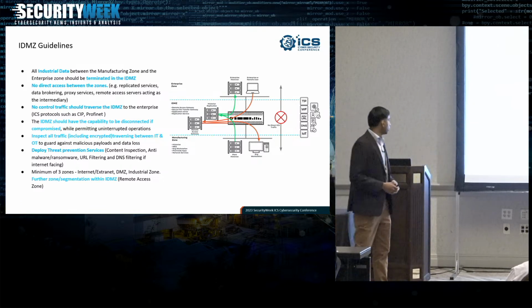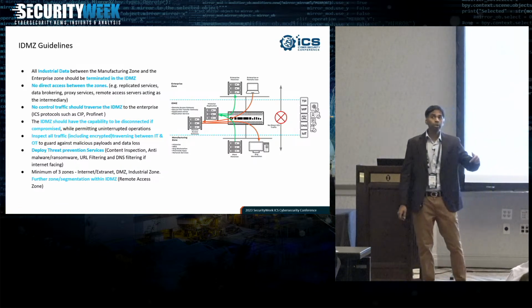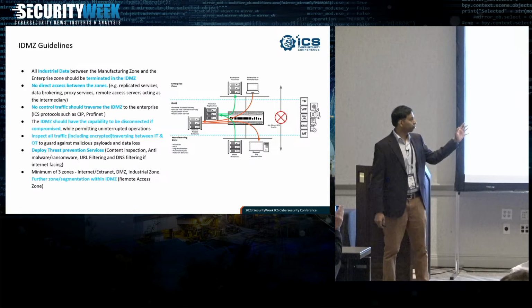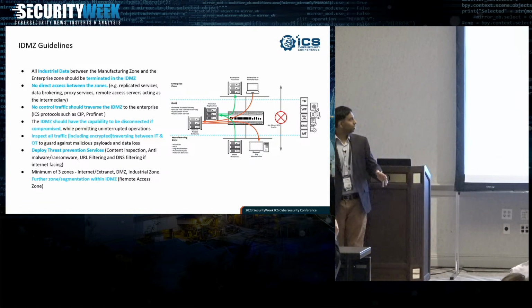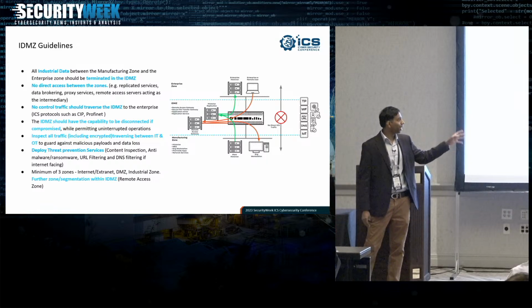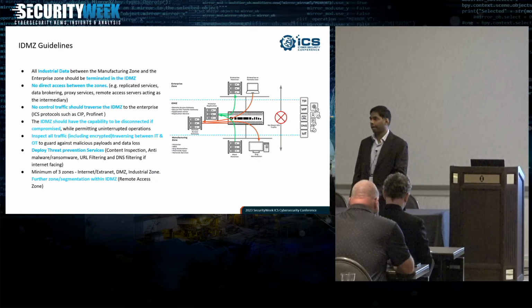And also in terms of threat services, there are a bunch of threat services which you could implement at the IDMZ level, like threat prevention, WildFire, URL filtering, and DNS security. These are some of the things which you could implement at the IDMZ level so that you can protect against any sophisticated threats and attacks.